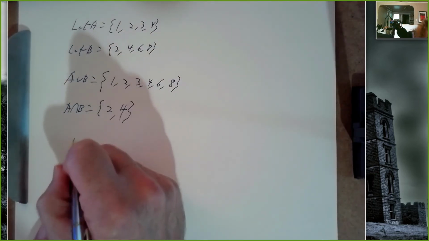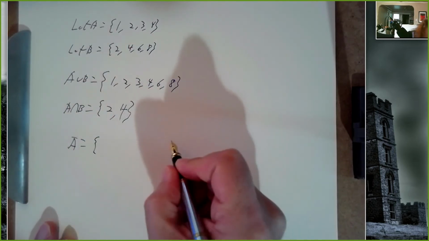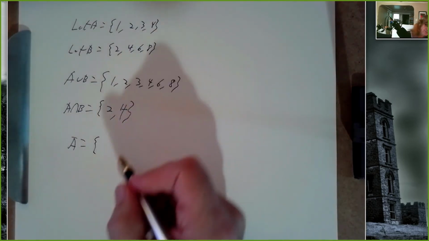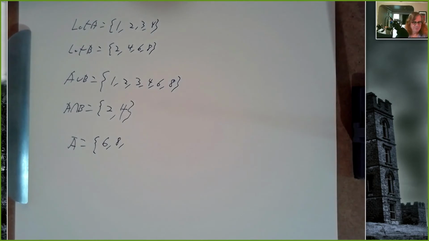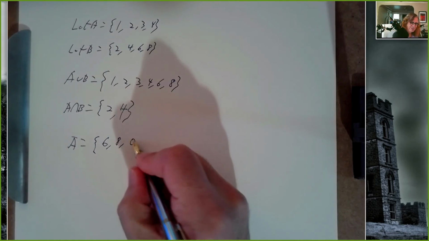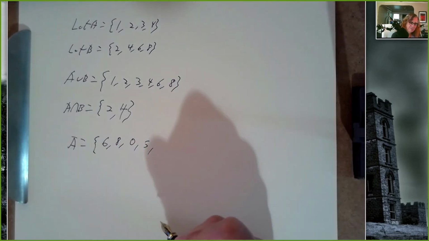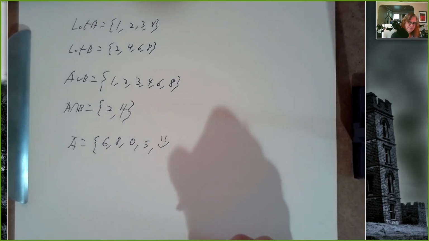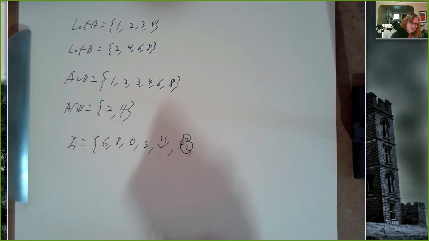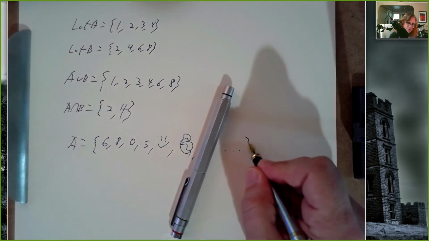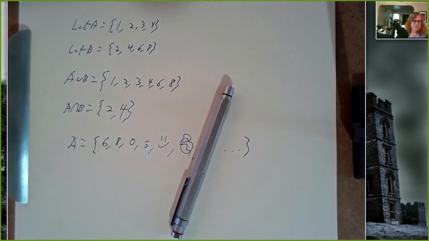All right, the complement can be tricky. The complement is all the things that are not in A. So what's not in A? Well, for example, 6 and 8 are not in A. But is there anything else that's missing from our set A? It doesn't have a 0 in it. It doesn't have a 5 in it. It doesn't have a smiley face in it. It doesn't have a scribble in it. It doesn't have a pen in it. There's a whole lot of things that are not in my set A, right?